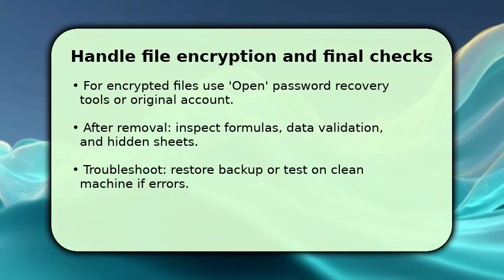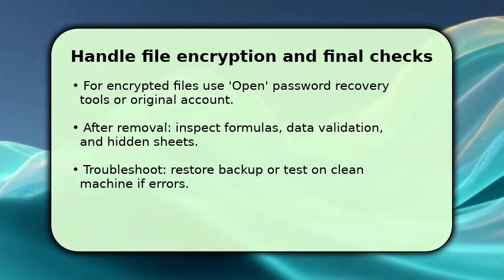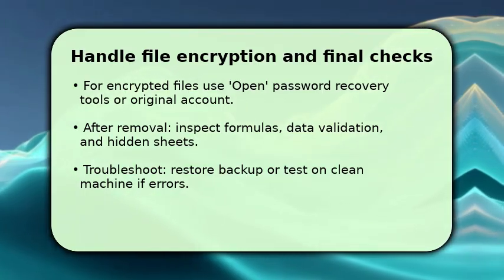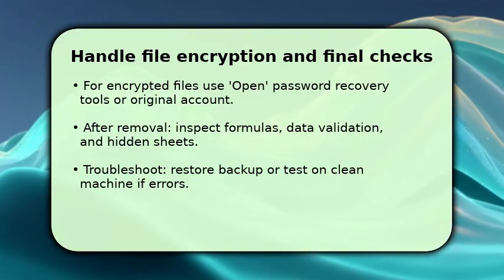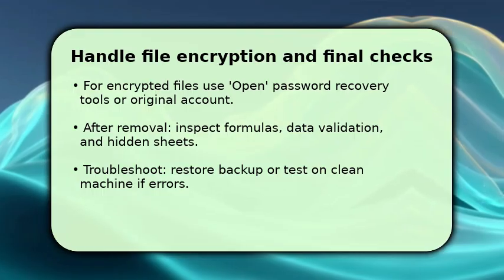You finish by addressing encrypted files. If Excel asks for an open password, use authorized recovery tools or regain access via the account that created the file. Once unlocked, inspect formulas, data validation, named ranges, and hidden sheets to ensure integrity.